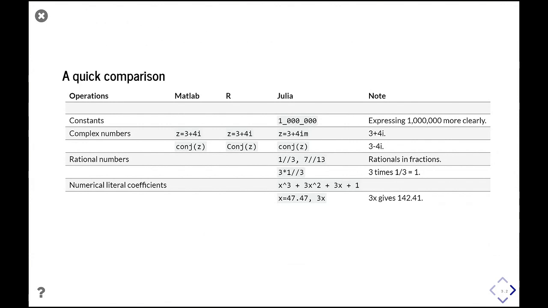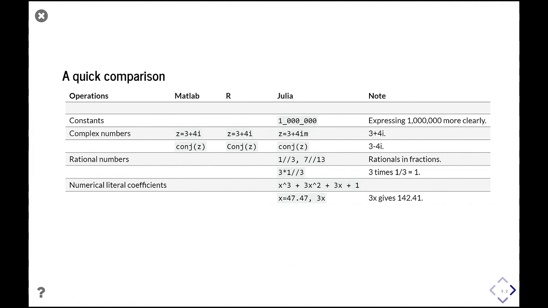Julia, as with many other languages, MATLAB and R, has constants. This example here shows how you can write 1 million in a clearer way. Julia supports complex numbers, so you define a complex number and you can apply the conjugate on it. And Julia has rational numbers, which might be a bit unique. It defines rational numbers as fractions. So for example, you define 1/3, and if you multiply 1/3 by 3, it will give you exactly 1.